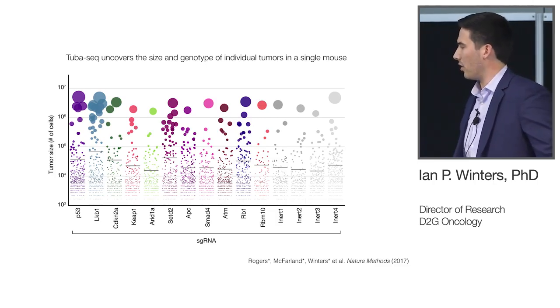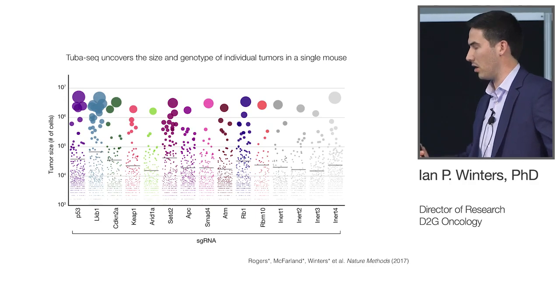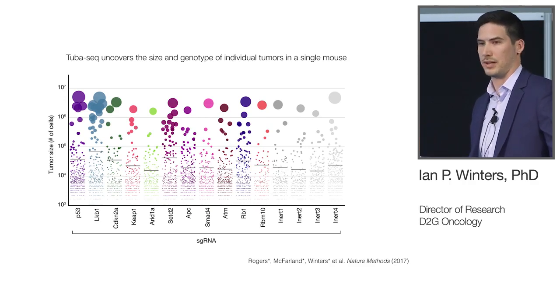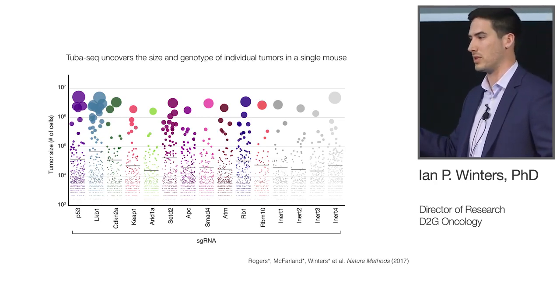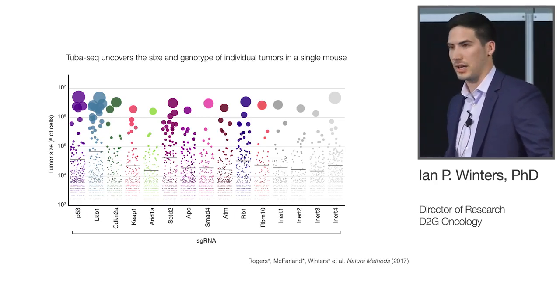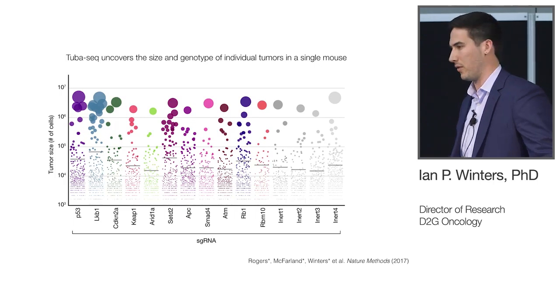So when you aggregate all of this data together, you have a lot of data points per genotype. And it allows you to fit mathematical distributions to these tumor size profiles to understand a little bit of the underlying biology for each of these genotypes.